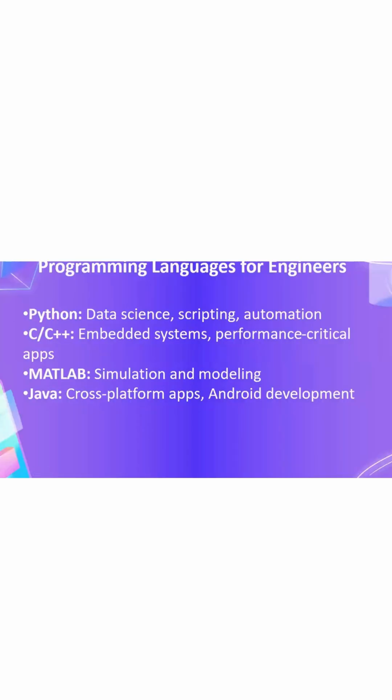The next is programming languages for engineers. So as we all know today, the topmost programming languages are Python and Java. Python majorly for data science, scripting and automation, Java for all kinds of app development in the front end and also in the back end, as JavaScript, right? And C++ more for embedded systems, and then MATLAB for simulation and modeling. MATLAB is seen to be used in a lot of research labs.